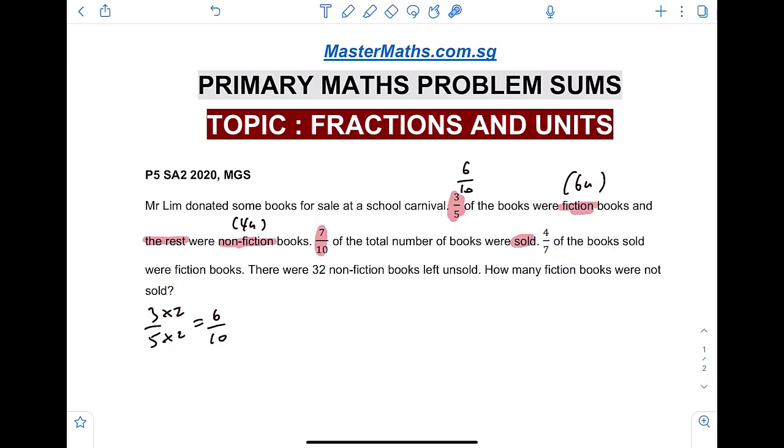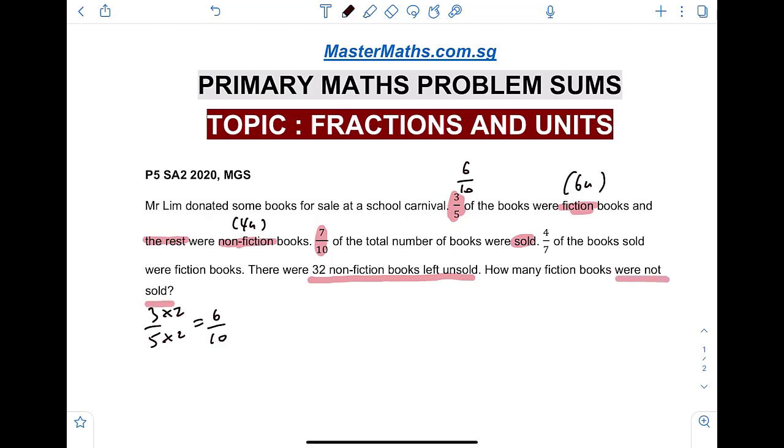So which means out of that 7 units, which is the same as this, right? Out of that 7 units, 4 units will be for the fiction that is being sold. There were 32 non-fiction books left unsold. How many fiction books were not sold?